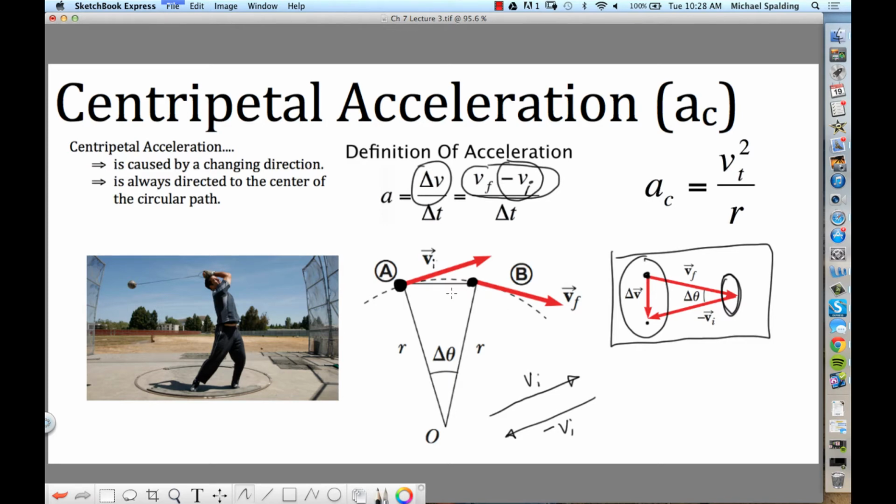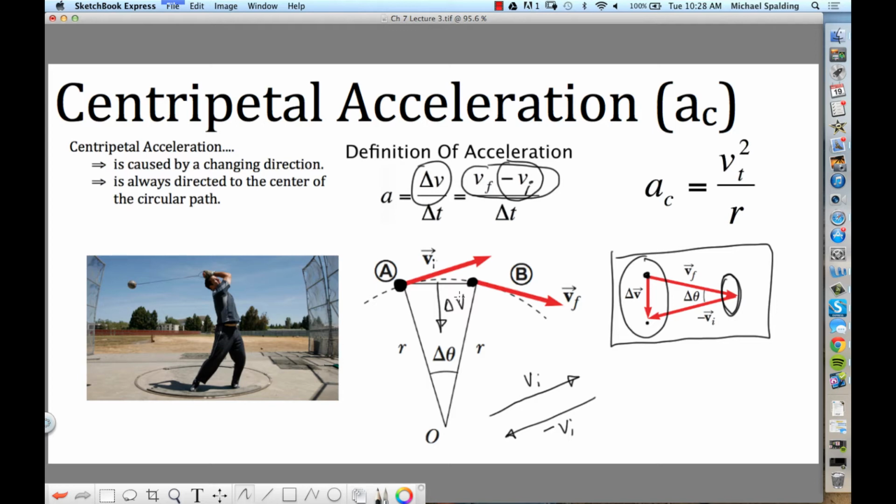That's the change of velocity. Notice which way that points. Which way does that point? Straight down to the center of the circle. So the whole point here, when an object's in a circular path, which way is the velocity changing towards? Towards the center.